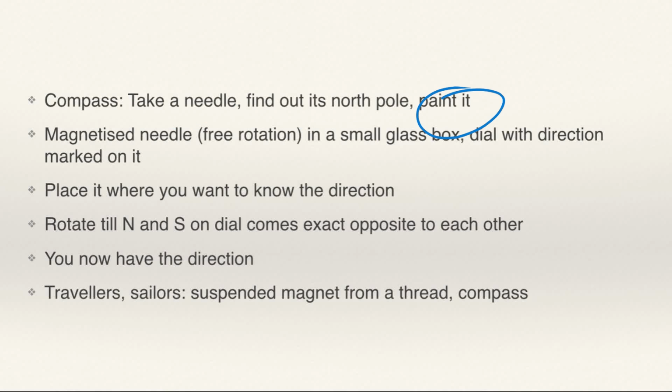And now it is a magnetized needle which is allowed a completely free rotation, because in earlier times sailors did not have GPS and all. So in a small glass box, with a dial along with the direction marked on it, place it wherever you want to know the direction. Rotate it till the north and south directions come exactly opposite to each other, as I have already spoken about it. That's how it is freely suspended because of Earth's magnetic field, and you will now have the direction.